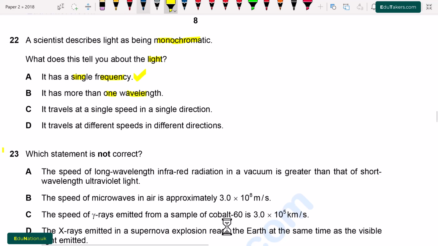So this is incorrect because monochromatic light has only a single wavelength. Option C, it travels at a single speed in a single direction. So this is also incorrect. D, it travels at different speed in different direction. This is also incorrect. Only option A is correct. Monochromatic light is a light of single frequency.